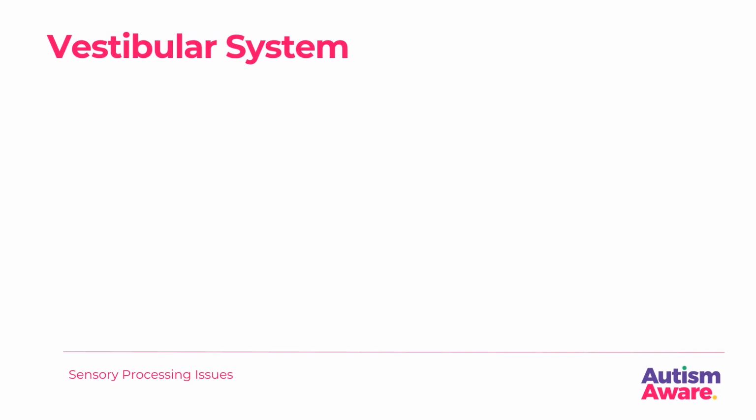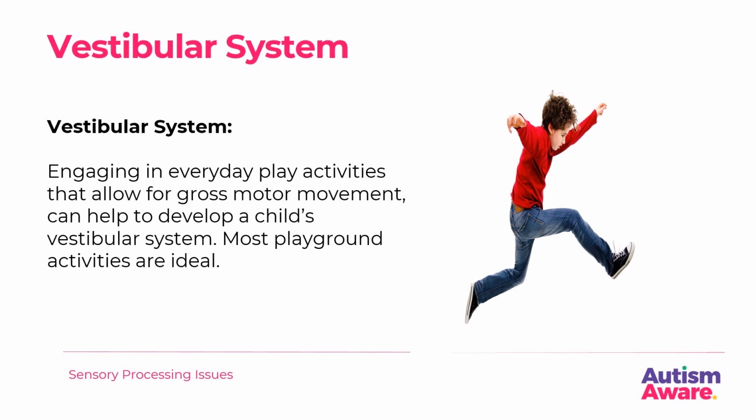Vestibular system. Balance and spatial awareness issues can be common in children with autism. Engaging in everyday play activities that allow for gross motor movement can help to develop a child's vestibular system. Most playground activities are ideal.